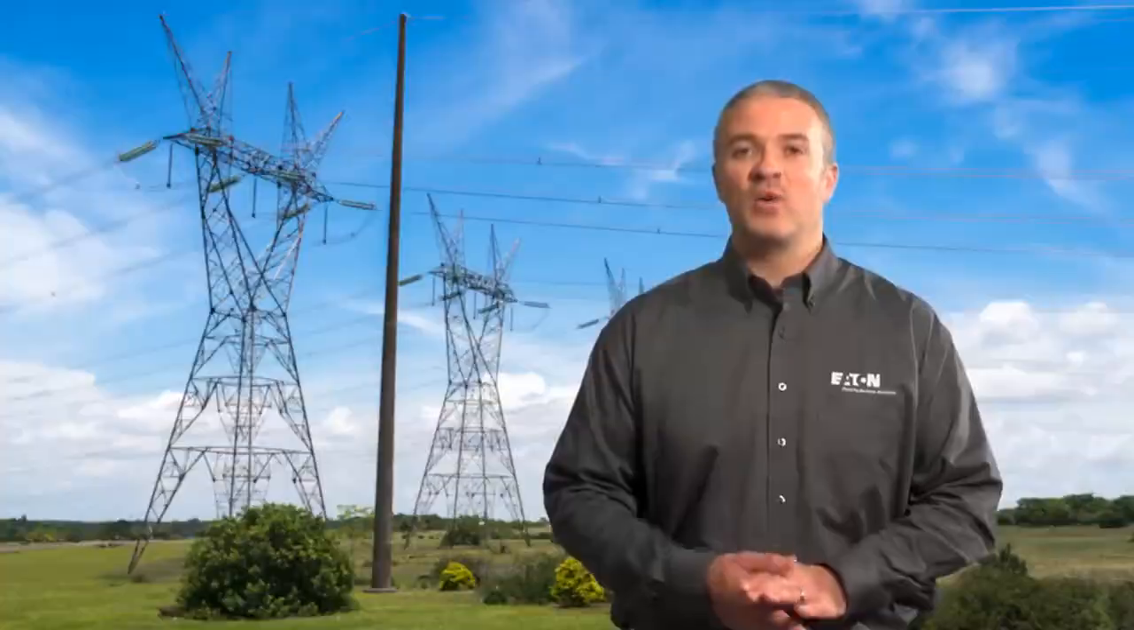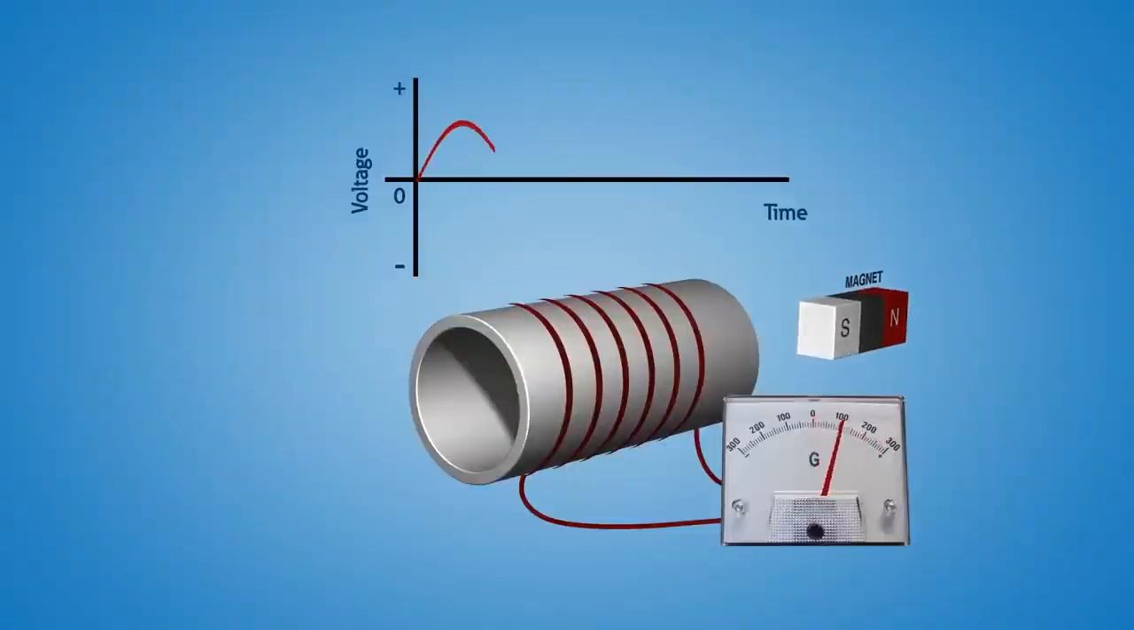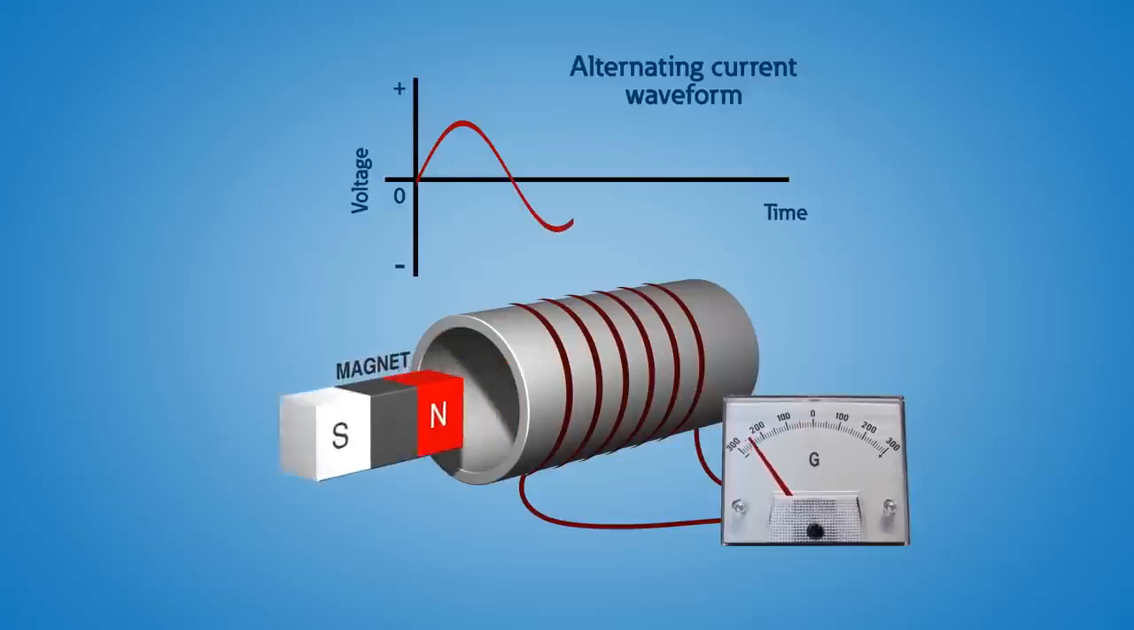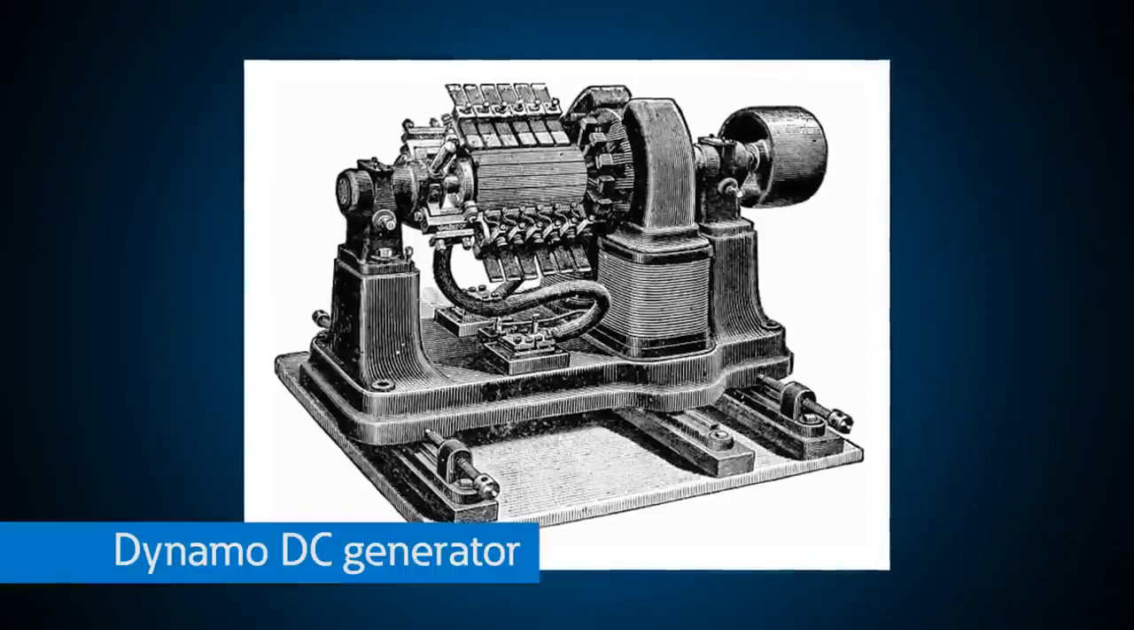As that induced current travels in a loop on the wire, it will create a magnetic field. Because the field is continuously changing or alternating, it creates what we would call a sine wave or alternating current waveform. Historically, the first generator invented was a direct current or DC generator called a dynamo.